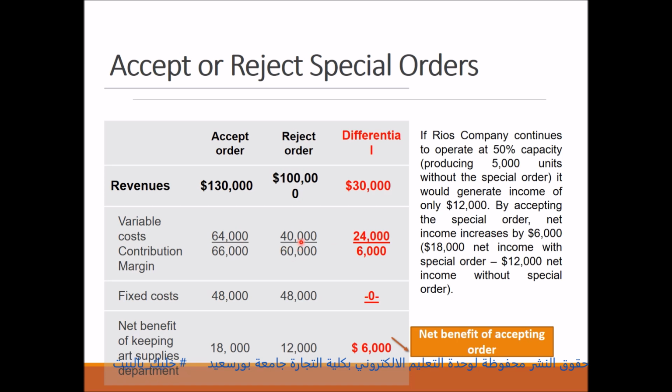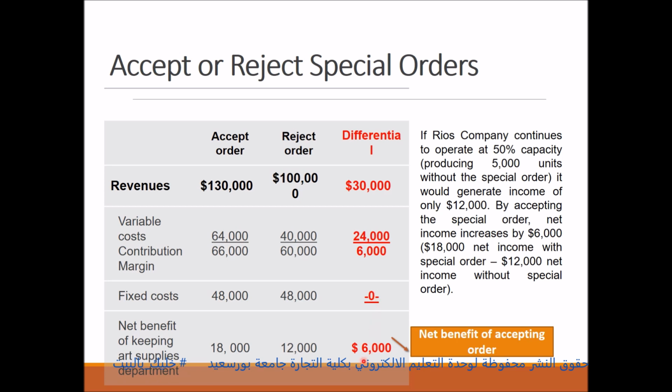Contribution margin will increase from $60,000 to $66,000. So contribution margin will increase by $6,000 if the special order is accepted. Fixed cost will remain the same under the two options. If the special order is accepted or rejected, fixed cost will be $48,000. That's why fixed cost is not incremental cost. It is irrelevant cost in this case.